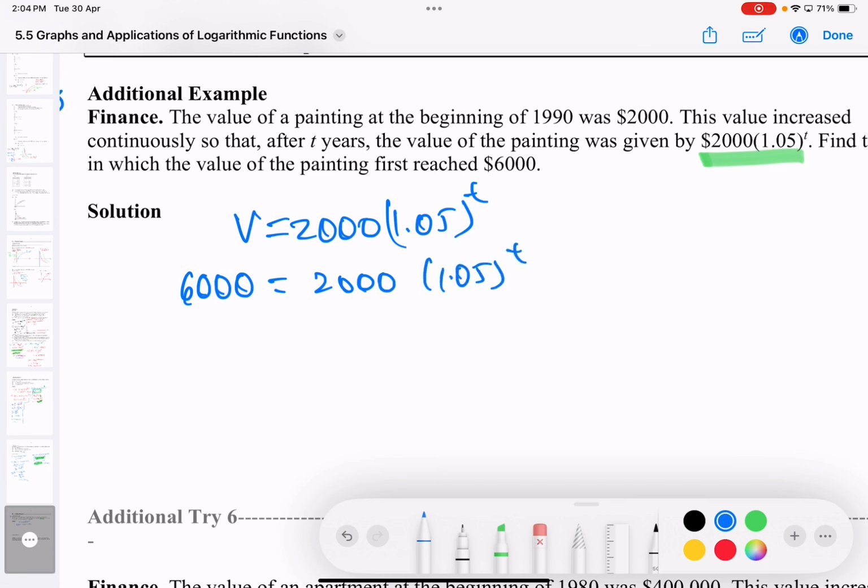Okay, so this is 6,000 equals 2,000 times 1.05 to the power of t. How are we going to do this? First thing first, I divide both sides by 2,000. So I'm going to get 6,000 divided by 2,000 equals 1.05 to the power of t. Then what do I need to do here?